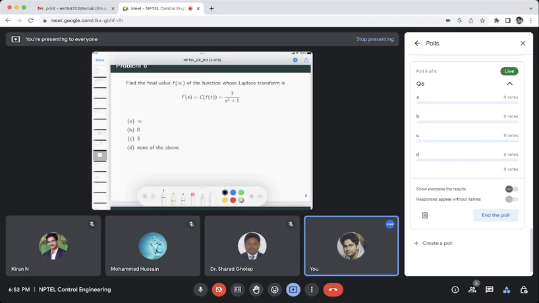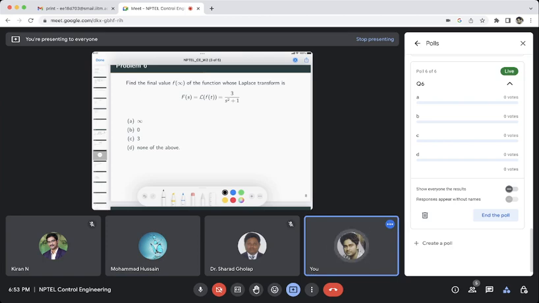So, what will be this value? Again, the question is whether you can apply the final value theorem or not for this. Can anyone answer? No, sir, we cannot apply. Okay, so why can you not apply? The expression is going to infinity. The final value will be infinity.